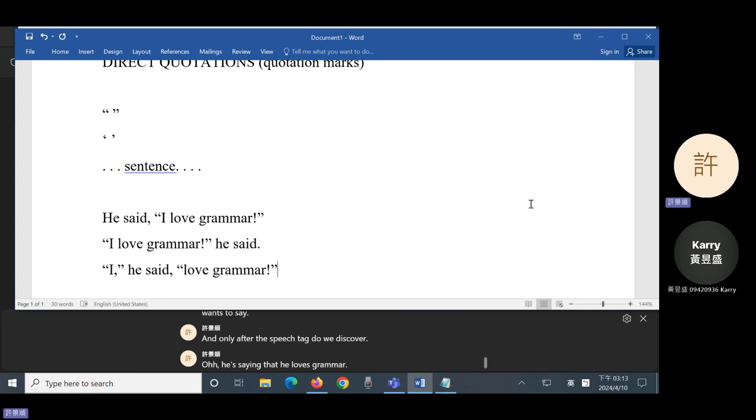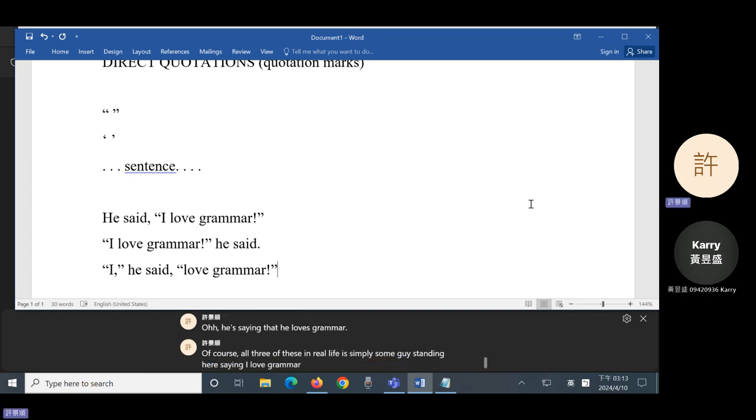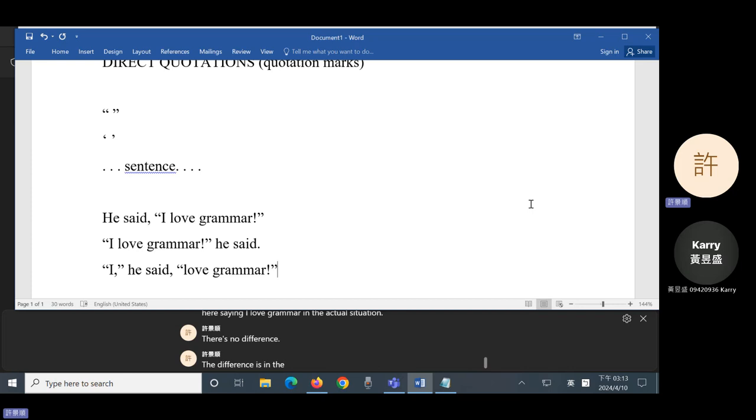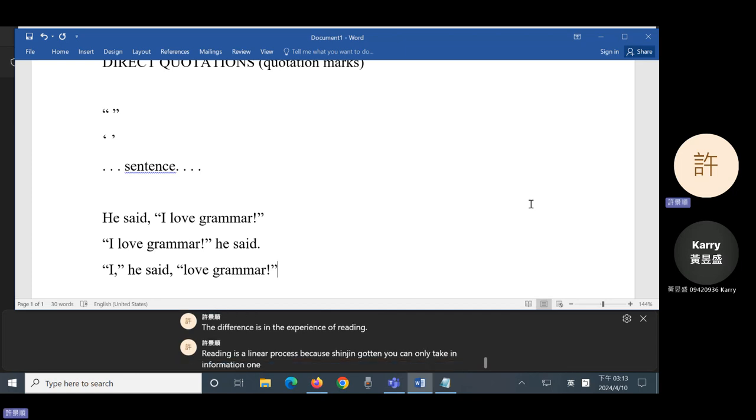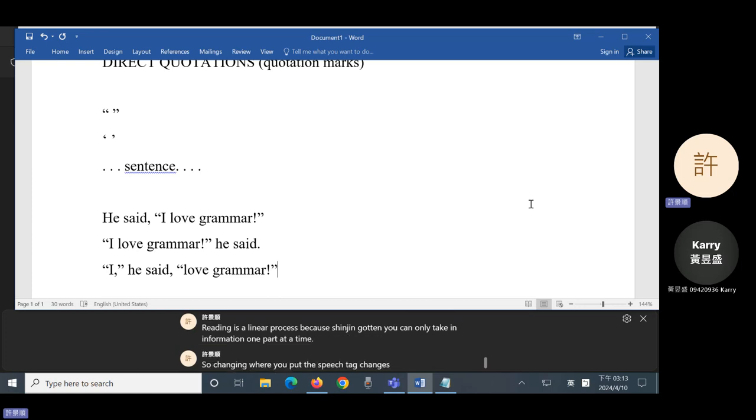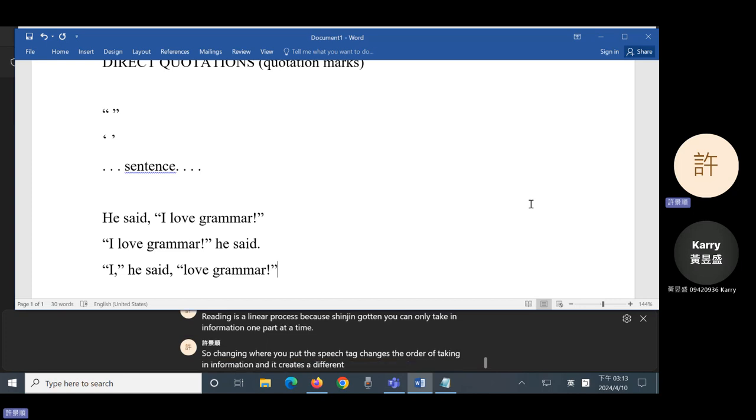Of course, all three of these in real life is simply some guy standing here saying, "I love grammar!" In the actual situation, there's no difference. The difference is in the experience of reading. Reading is a linear process, 一个线性过程. You can only take in information one part at a time. So changing where you put the speech tag changes the order of taking in information, and it creates a different reading experience.